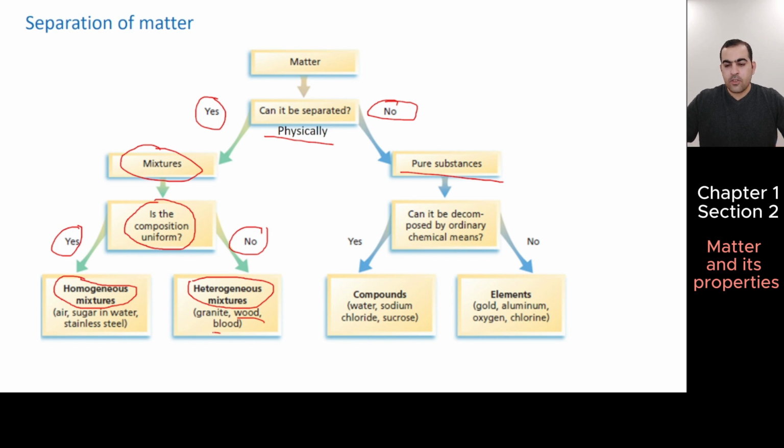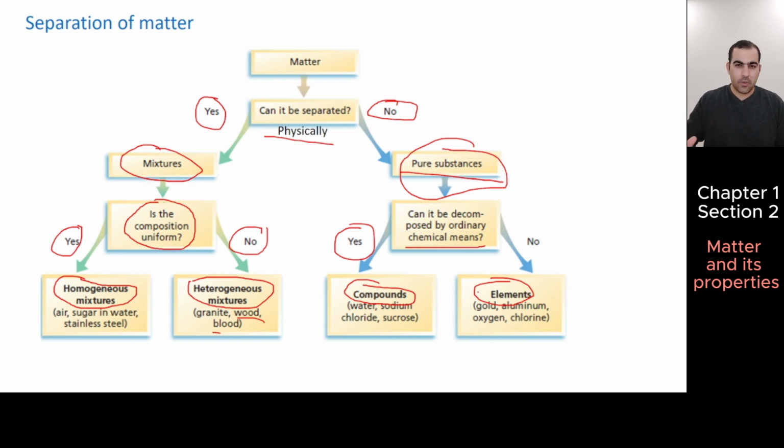Okay, so let's talk about pure substances. Guys, a pure substance cannot be decomposed by ordinary physical means. Compounds or elements? Elements cannot be decomposed by chemical or physical methods. But compounds can be separated, though not by physical methods, only by chemical means, like chemical methods.